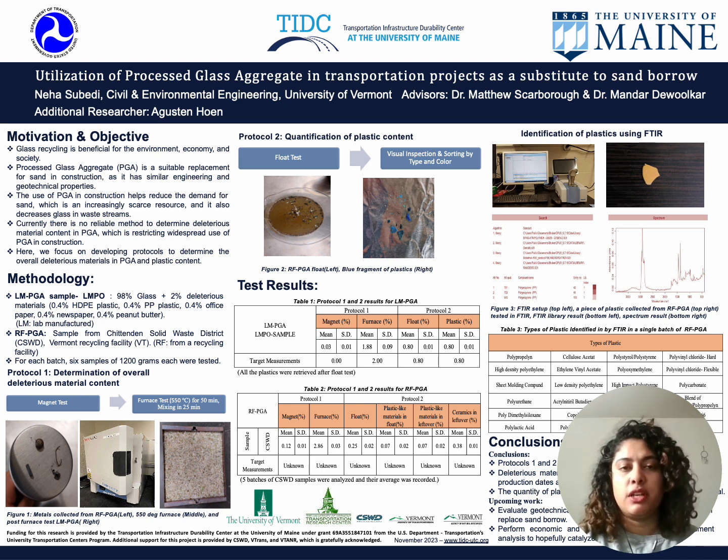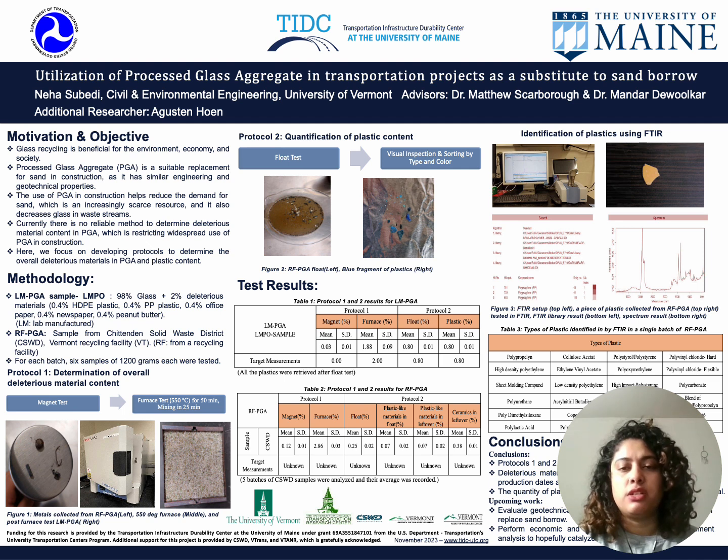To validate the efficacy of these results, we prepared our lab manufactured processed glass aggregate by crushing clean glass. We took 98% of that glass, 0.4% of office paper, 0.4% of newspaper, 0.4% of PP plastic, 0.4% of HDPE plastic, and finally 0.4% of peanut butter. Each of them is a representation of the real deleterious materials we find in real PGAs. We set the target measurement on the basis of the quantity of the deleterious materials we put in and the purpose we designed the protocols for.